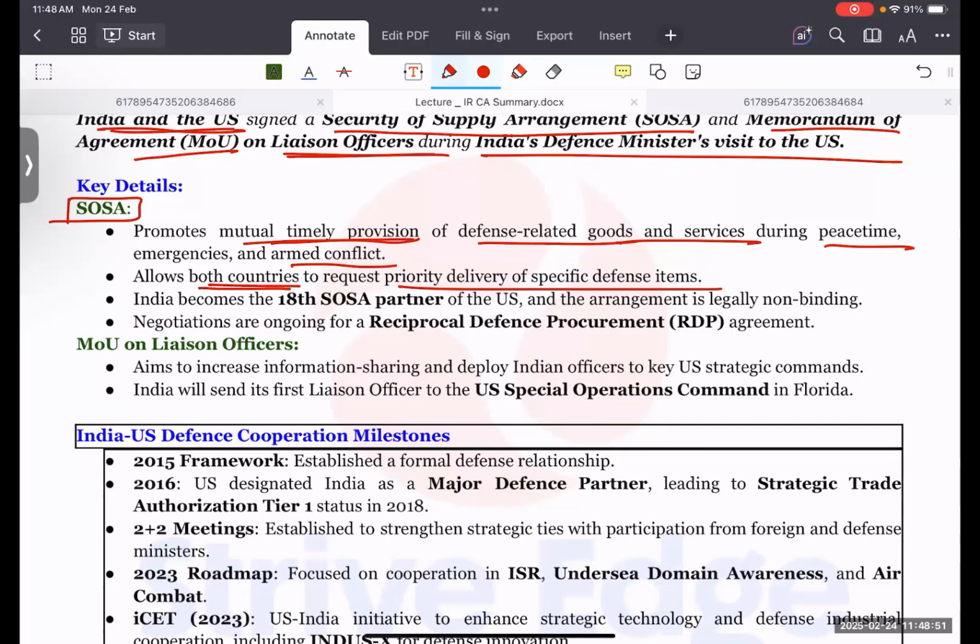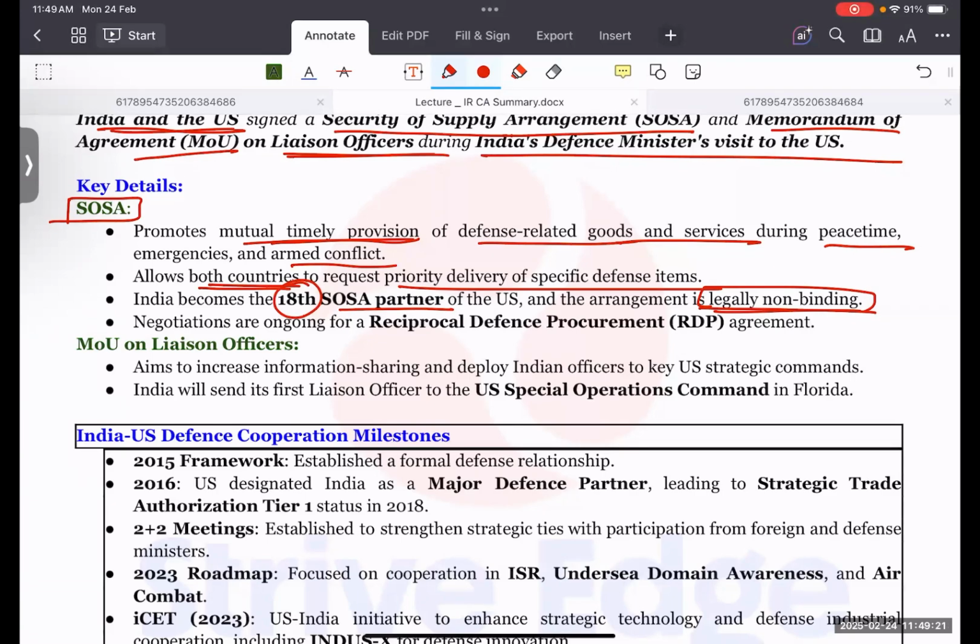And then India has become the 18th SOSA partner for the US. The arrangement is usually not legally binding, it is just a formality agreement. Mostly as a convention, both countries will adhere to it, but there is nothing legally binding in this regard. You have to remember that SOSA is not legally binding. Now, could there be a statement like India is the first SOSA partner for the US? No, it already has 18. We are the 18th SOSA partner, so it is already there with 17 countries.